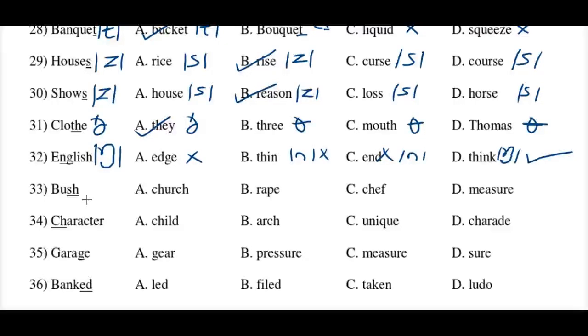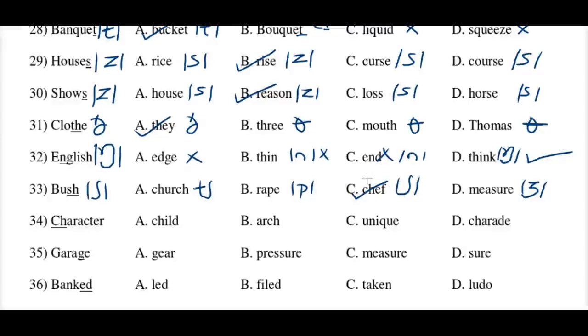33. Bush. So we need sh. We have church. We have rape. Chef. Option C. Chef. Sh. And option D. Measure. So the only one that contains sh is chef. And that makes option C the correct answer.